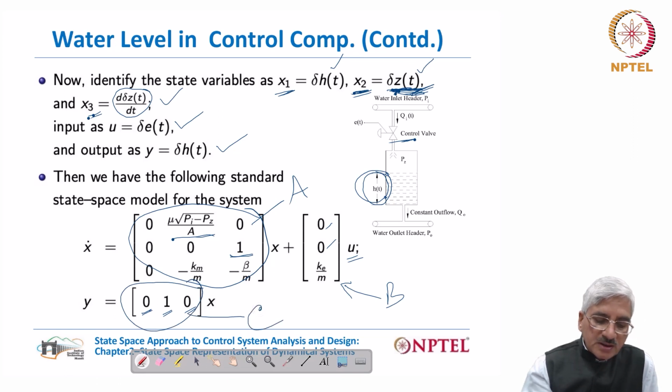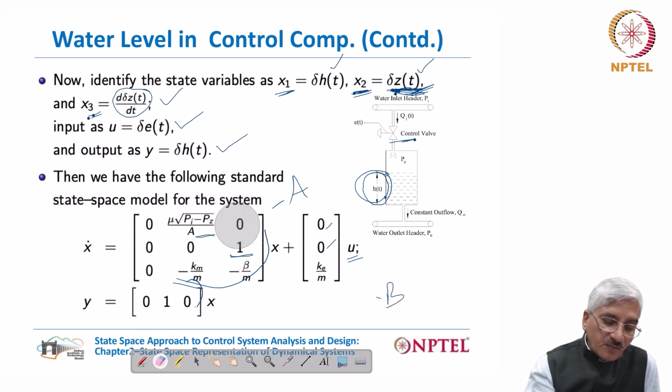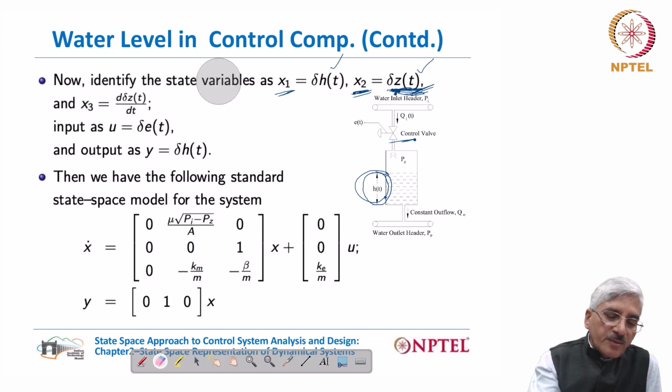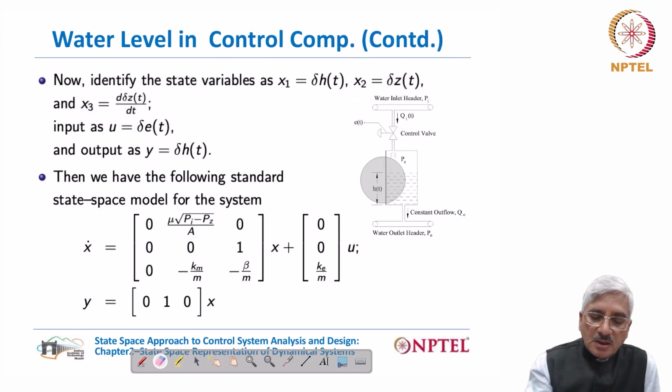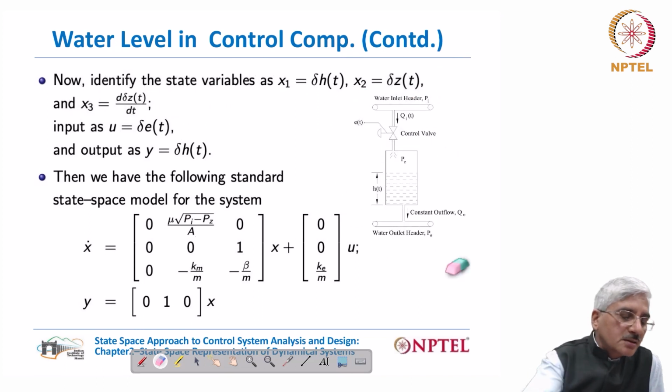And so the system is given as x dot equal to this A into x plus this B into U, Y is this C into x. This is the dynamical equation in the standard state space form for the liquid zone control compartment, which is used in the large nuclear reactors.